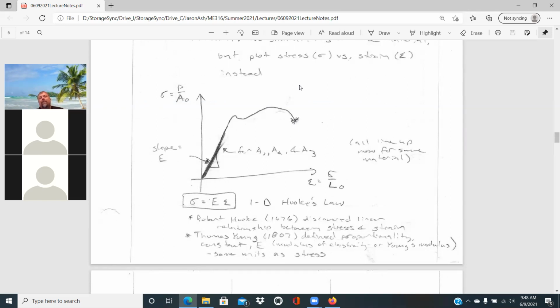From a practical standpoint, we really don't want to design things to fail. So we're operating typically well below that yielding range, so that we're in the linear elastic region.